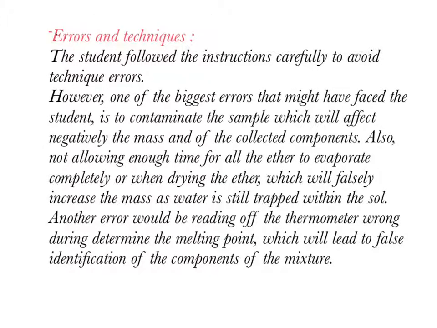For errors in technique, the student followed the instructions carefully to avoid any technique errors. However, one of the biggest errors the student might have faced is contaminating the sample, which would negatively affect the mass of the collected components. Also, not allowing enough time for the ether to evaporate completely, or when drying the ether, would falsely increase the mass as water is still trapped within the solution. Another error would be reading the thermometer wrong while determining the melting point, which would lead to false identification of the components of the mixture.